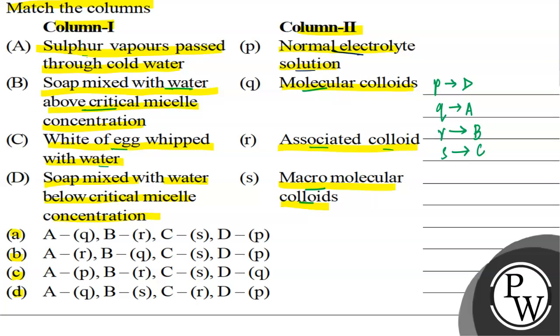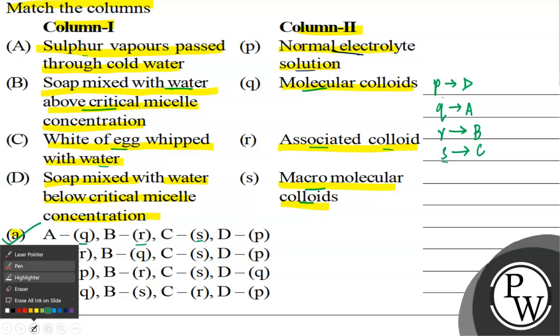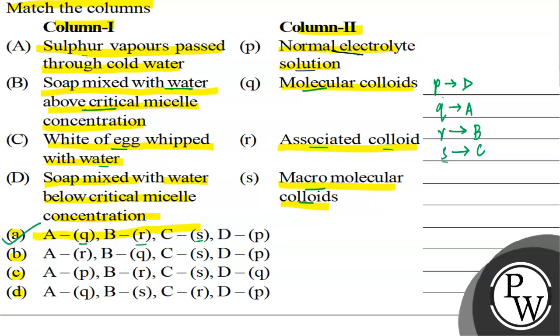So हमारा code बना A matches with Q, B matches with R, C matches with S, and D matches with P. So option A is the right answer to the question. I hope you understood the question well. Best of luck.